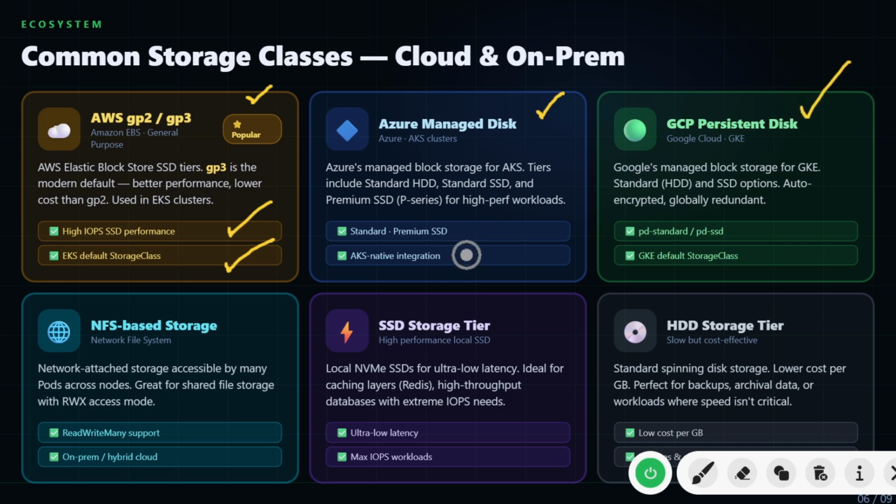Likewise, we have Azure managed disk and Google also. We can opt for Azure managed disk whenever we need a standard or premium SSD, or when AKS native integration is required. We can opt for GCP if we want PD standard or PD SSD, and that is the default storage class offered by the Google Cloud provider for GKE.